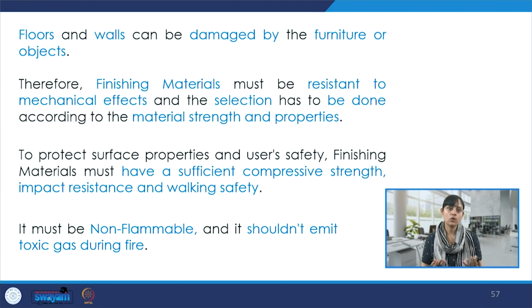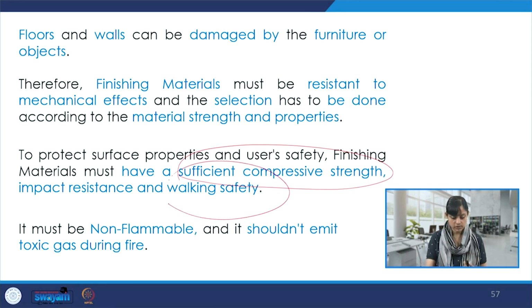So floors and walls, they can be damaged also by furniture and objects, by regular wear and tear and movement, etc. Finishing materials must be resistant to mechanical effects and all these things that we are talking about. And the selection has to be done according to the material strength and properties. That's very important. To protect surface properties and user safety, finishing materials must have sufficient compressive strength, impact resistance, and walking safety. These are very, very important.